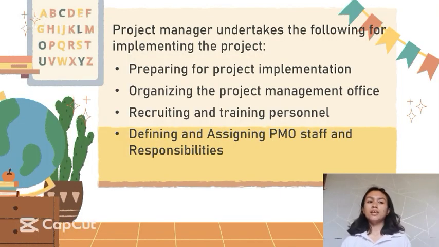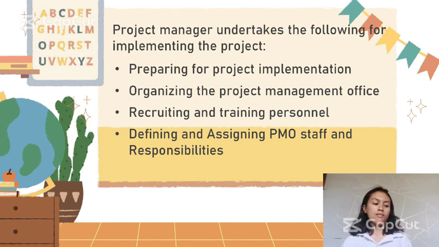Lastly, the important things of project implementation that the manager undertakes. First one is preparing for project implementation. This is the one to set up the project office, organize the project management staff, allocate duties and responsibilities to staff, establish project and accounting system, commence the project activities. The second one is organizing the project management offices. This is what we call PMO.